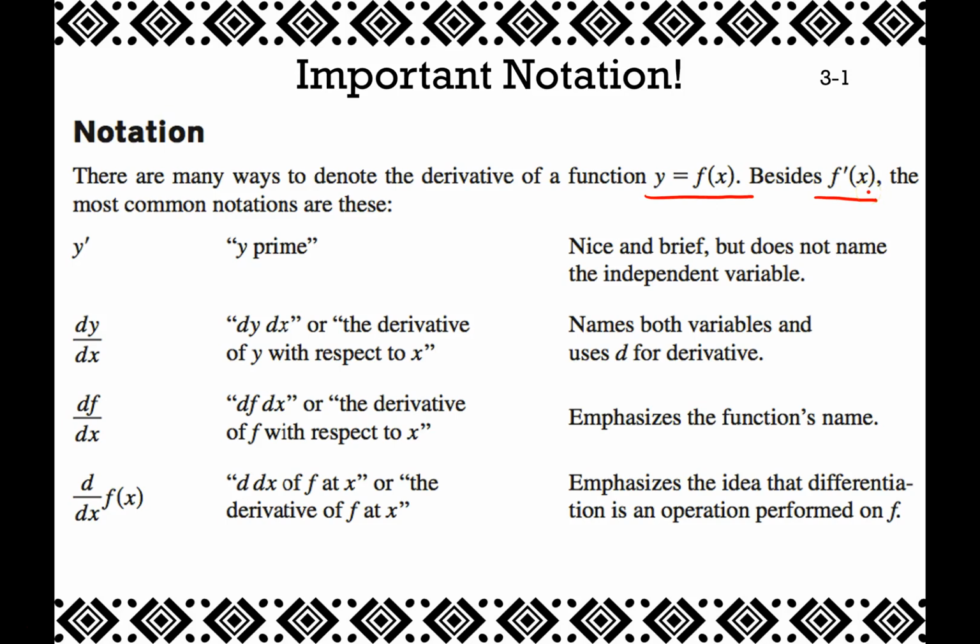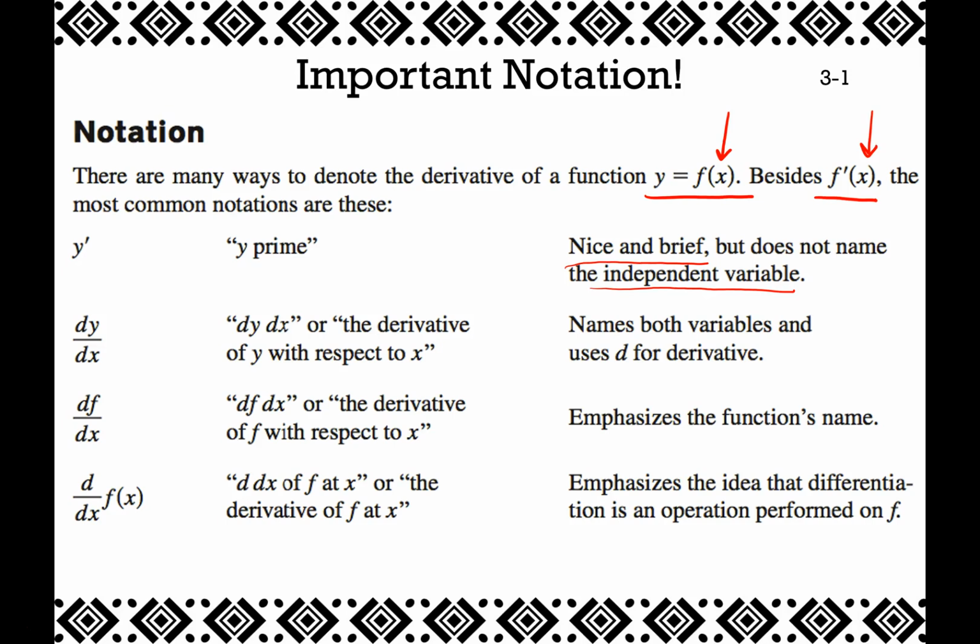But we've also seen that if we are given a function of y equals, the derivative is y prime. And so this is how you would state it, y prime. Well, what do we think about that? It's nice and it's brief, but it does not name the independent variable. Notice how here we know that we're talking about an x in the function, and the derivative f prime of x says, hey, we're dealing with an x.